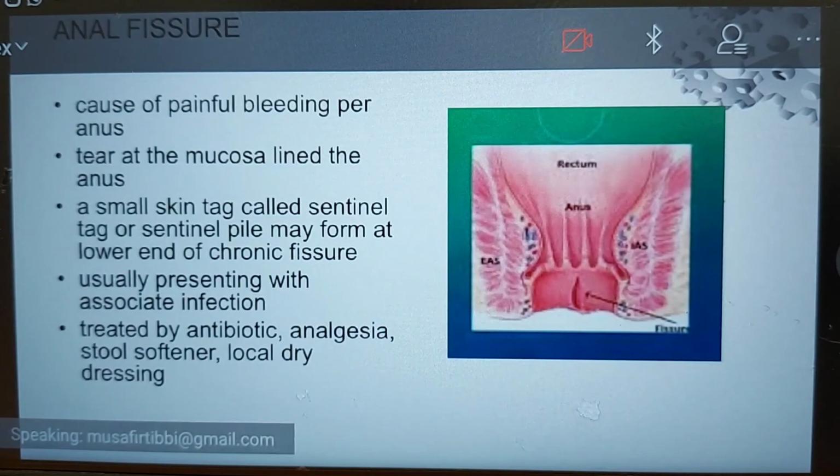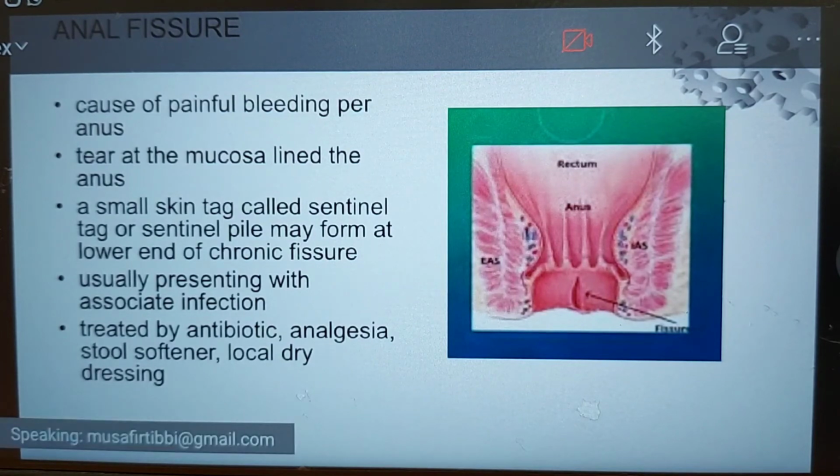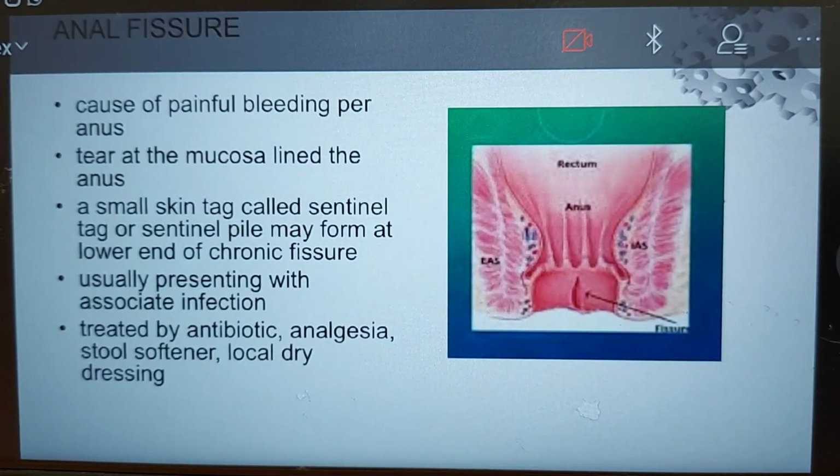Okay, then the causes of lower GI bleeding include anal fissure. If a patient has an anal fissure, it is a painful bleeding per anus, because there is a tear at the mucosa lining the anus. It usually presents with associated infection, because when the patient passes feces, the tear contacts the stool. So this anal fissure can be treated using an antibiotic, analgesia for the pain, then a stool softener as well, and also local dry dressing.